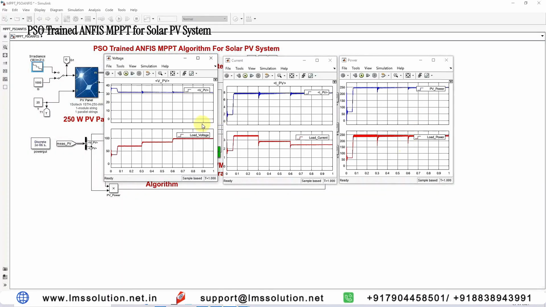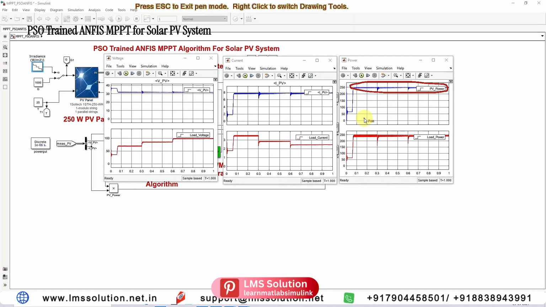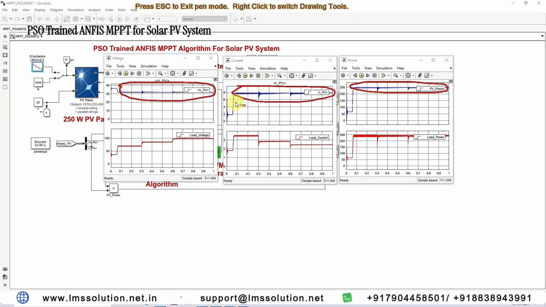In this load bearing condition, the panel will extract the maximum power because of the PSO trained ANFIS MPPT. Here you can see that it will extract the maximum power always with the change in loading condition. This is the change in voltage for that sudden change in load condition. This is the change in PV current with the sudden change in load condition.